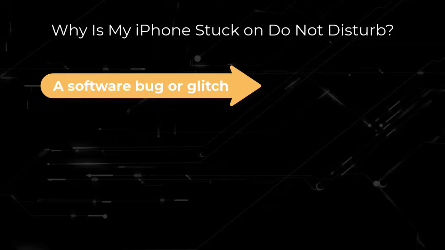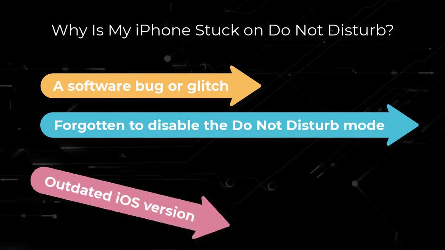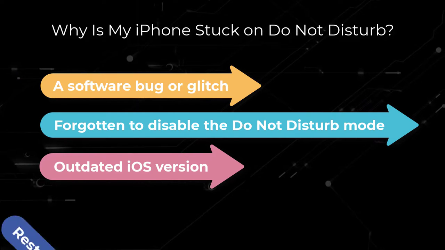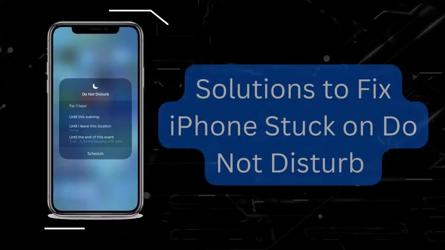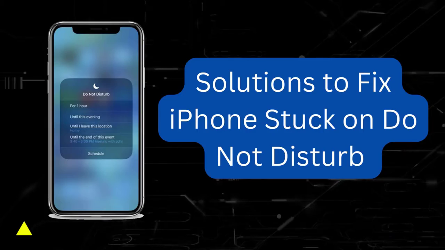Why is my iPhone stuck on Do Not Disturb? Here's the list of the most prominent reasons behind this issue. A software bug or glitch can create this issue. You may have forgotten to disable the Do Not Disturb mode. If you don't install the latest iOS version, it might be the reason behind the issue you're facing. You might have enabled the restrictions on your iPhone when driving a car. Do not worry, whatever the reason is, you can try the below solutions to fix it.